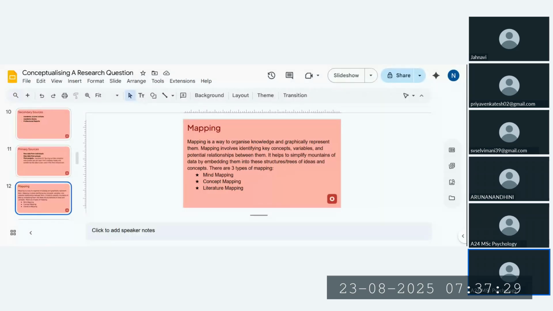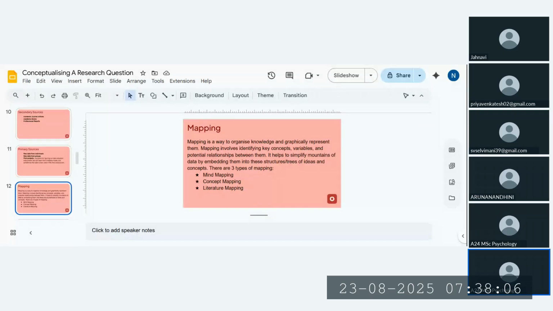And it also helps to simplify mountains of data. So when we have different ideas, can we sort these ideas into various groups and put them down? So if you think of a topic, I think of A, B, and C. A and B can be clubbed together under cause. C can be effect. D and E can be something else. So this is a way of organizing the confusing aspects related to the topic. So again, mind mapping. What I've been talking about is mind mapping.